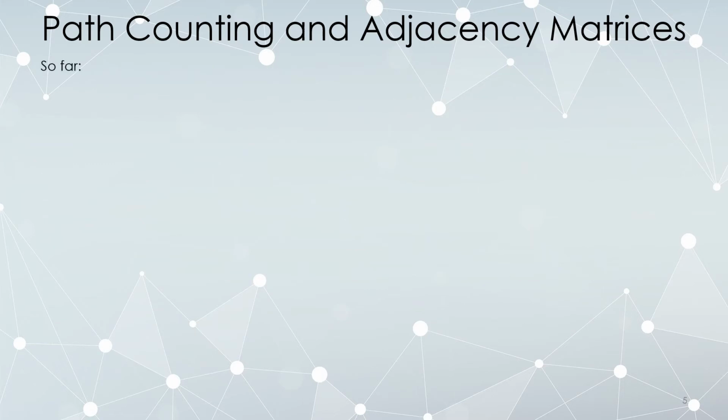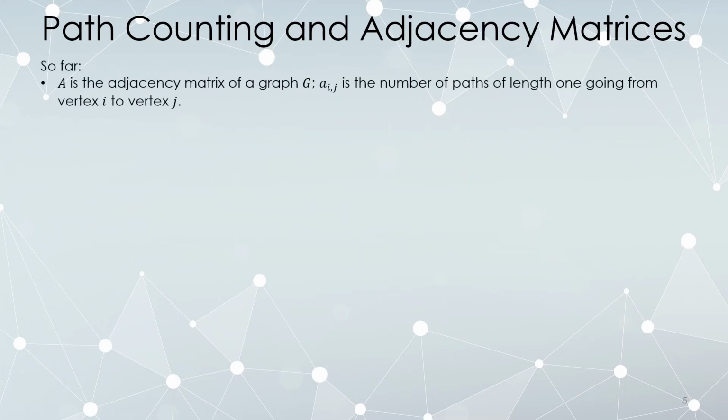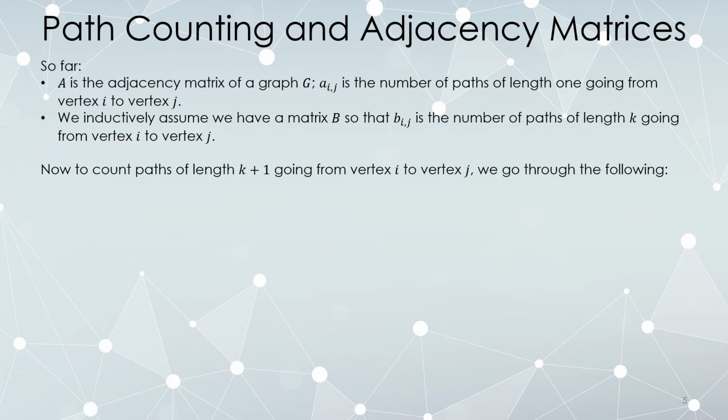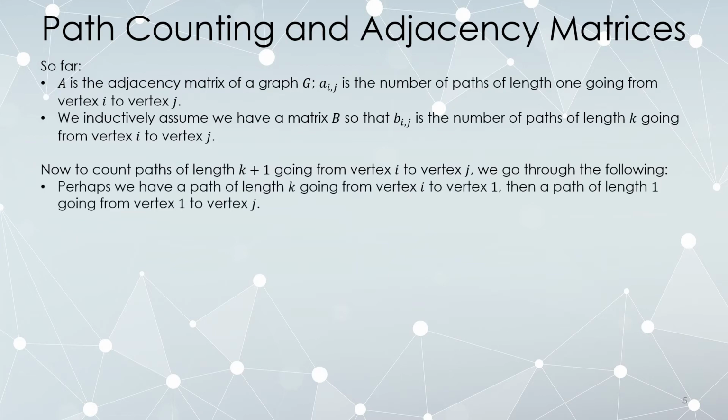All right, where are we? So far what we've done, if I have a graph on n vertices, I can make an adjacency matrix that counts the number of paths of length 1, aka edges. Now we've also inductively assumed that for some k, I have a matrix B that counts paths of length k from vertex i to vertex j. We're now going to count paths of length k plus 1 from vertex i to vertex j in a specific manner. Maybe, starting at vertex i, take k steps to get to vertex 1, and then I take a single step from 1 to j.